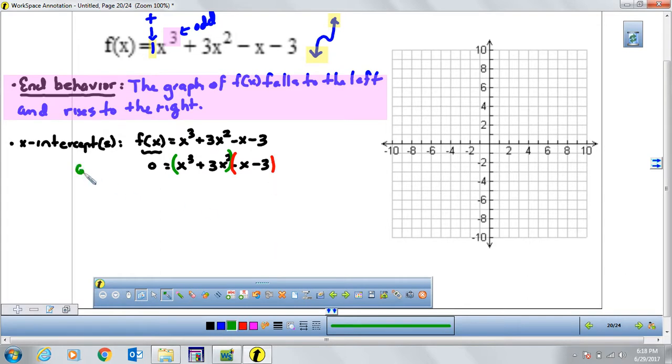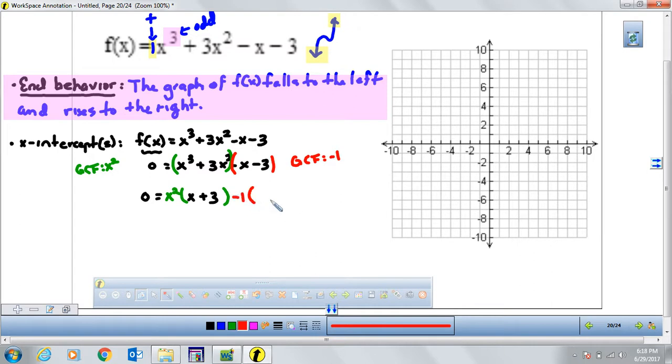Now, from these 2 groups right here, we can factor an x squared from both of them. So we're going to take out the x squared from these 2 terms, and if I take out the x squared, we are left with an x plus 3. Now, from these 2 terms in the other group, the negative x and negative 3, the only factor is 1. But since there's a negative in the front, we have to factor the negative, so it has to be a negative 1. Then if I factor the negative 1, the signs are going to change to x plus 3 as well.